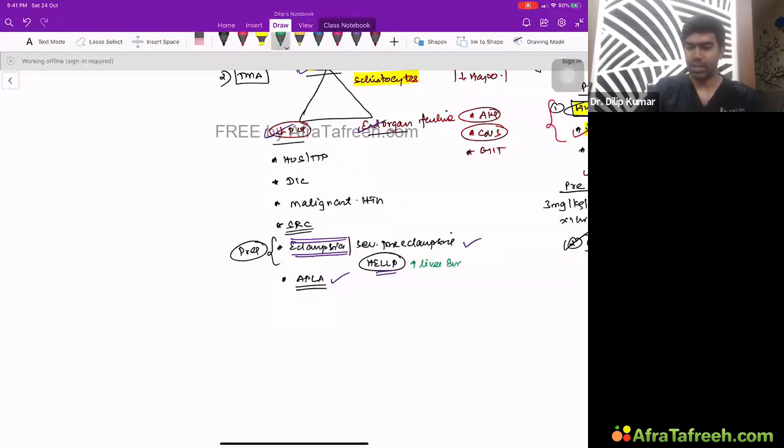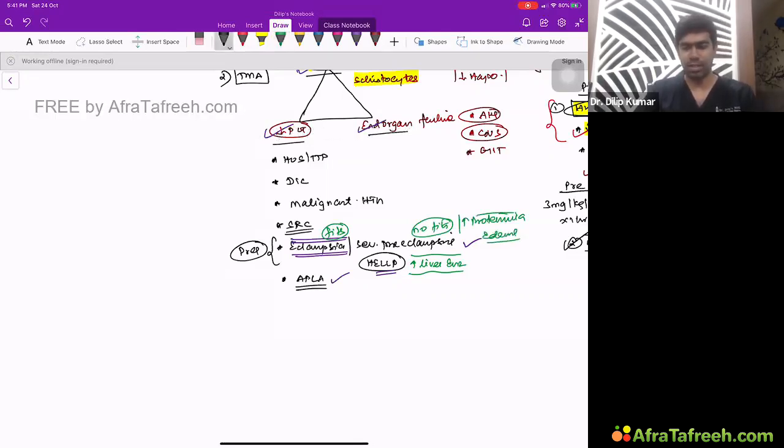Elevated liver enzymes, that's a characteristic clue as far as HELLP syndrome is concerned. And as far as eclampsia is concerned, you will have fits. In severe preeclampsia, there will be no fits, but there will be heavy proteinuria, increased proteins in the urine, edema, blurring of vision. So all these things will happen in a severe preeclampsia. It's easy to differentiate in exam.